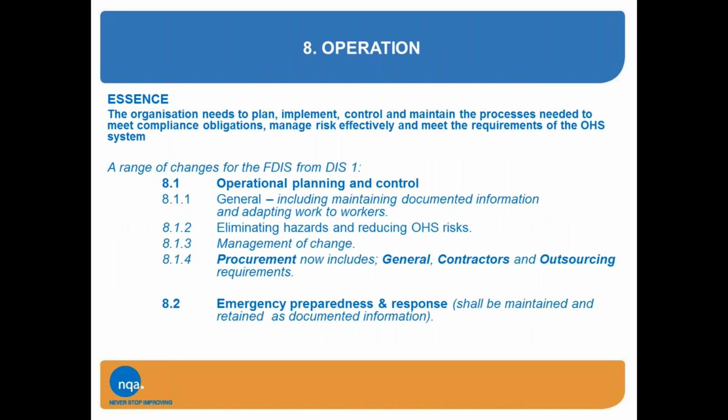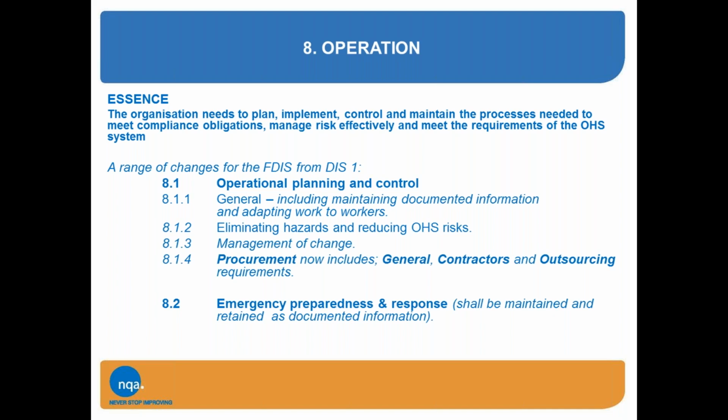In section 8, we're looking at the operations. As I say, there were various developments from DIS 1 of the standard right through to the FDIS. The organisation needs to plan, implement, control and maintain the processes needed to meet the compliance obligations, manage the risk effectively and meet the requirements of the system. So it needs to deliver the benefit that it was intended. Operational control can be many and varied depending on the type.